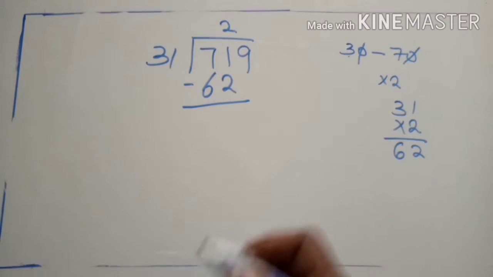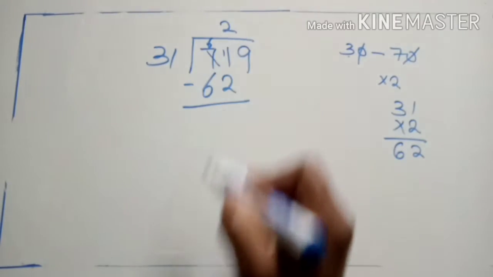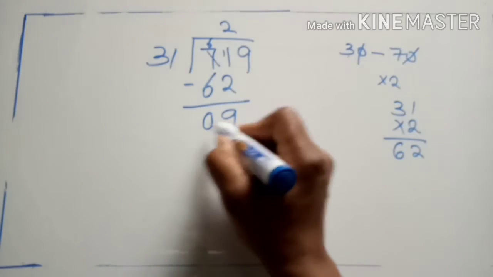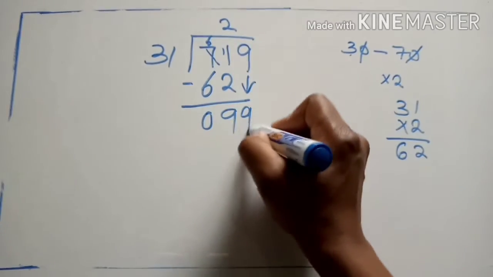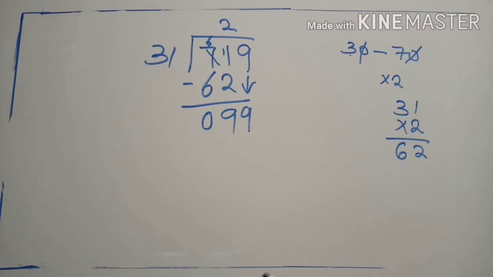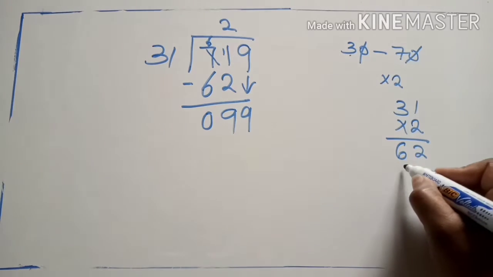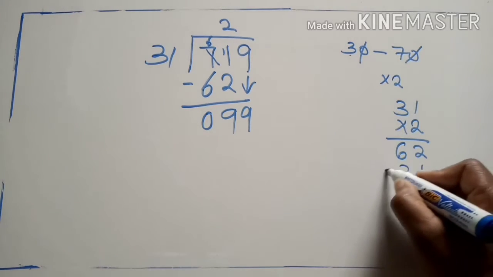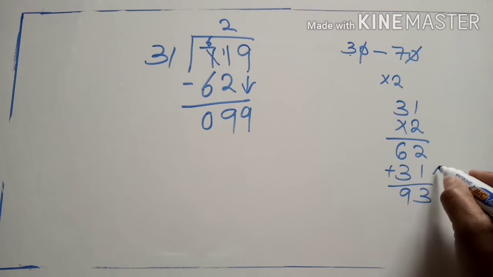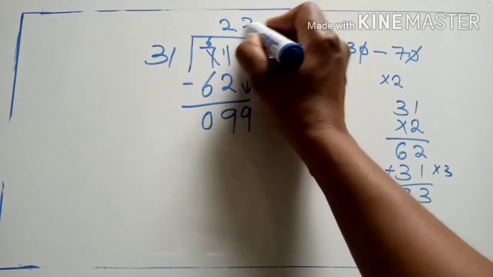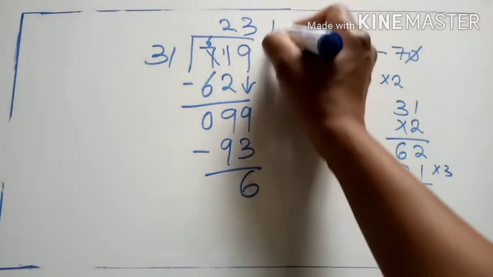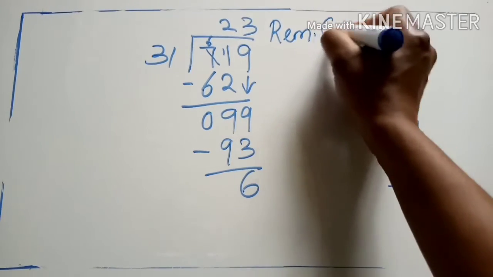1 take away 2, impossible. Borrow, so that you have 11. 11 take away 2, so 9. 6 take away 6 is 0. So drop your 9. So how many 31's will go into 99? So we could say times 3, add a 31 here. This is 93 because this is times 3. 93. So this is 6. So it is 23, remainder 6.